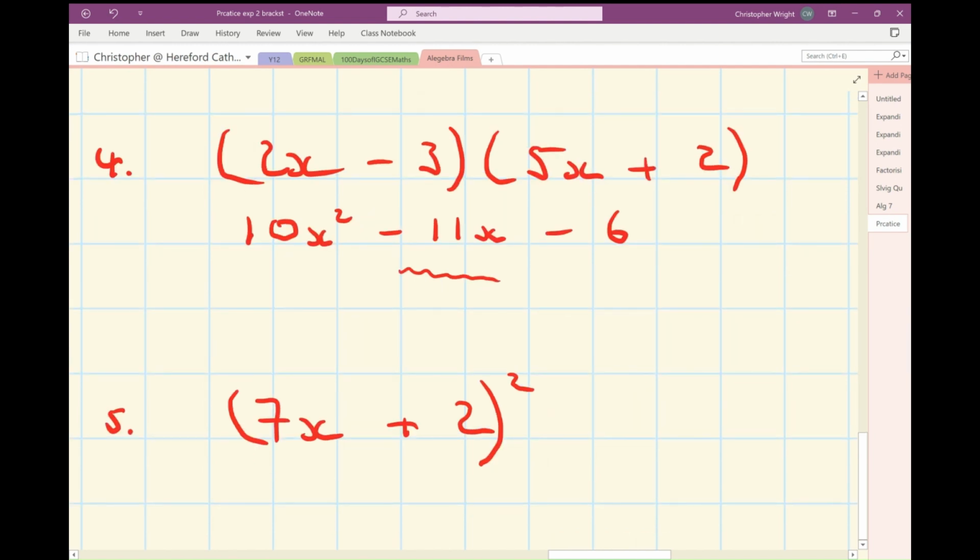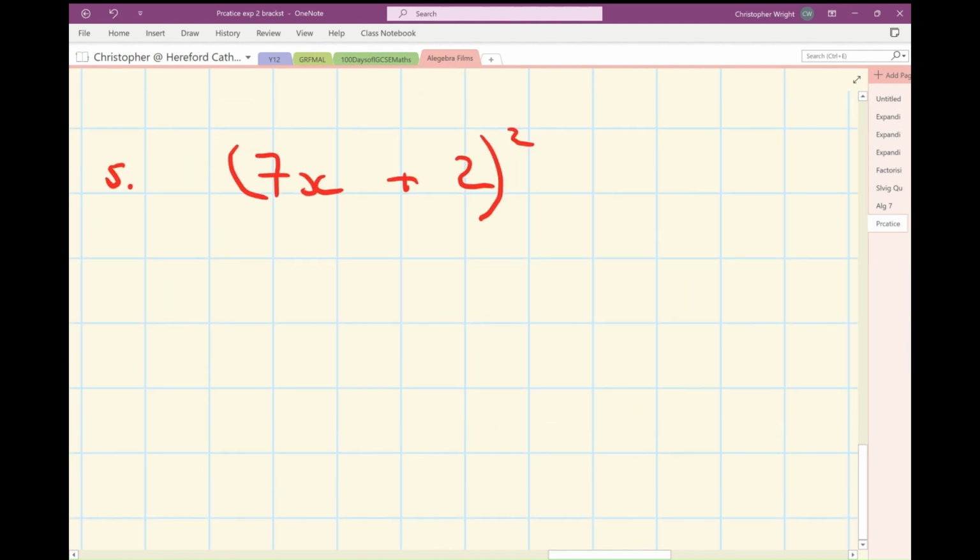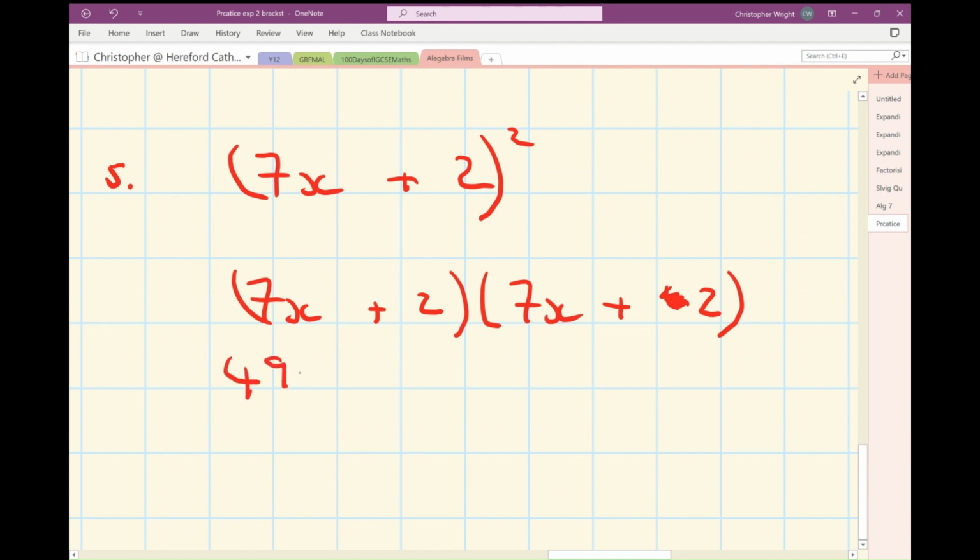Okay, number 5, 7x plus 2 squared. I hope you wrote this down or thought about it as being this, which should have given you 49x squared. Now, 7x, the nose gives me 14x, the mouth gives me 14x, so plus 28x plus 4.